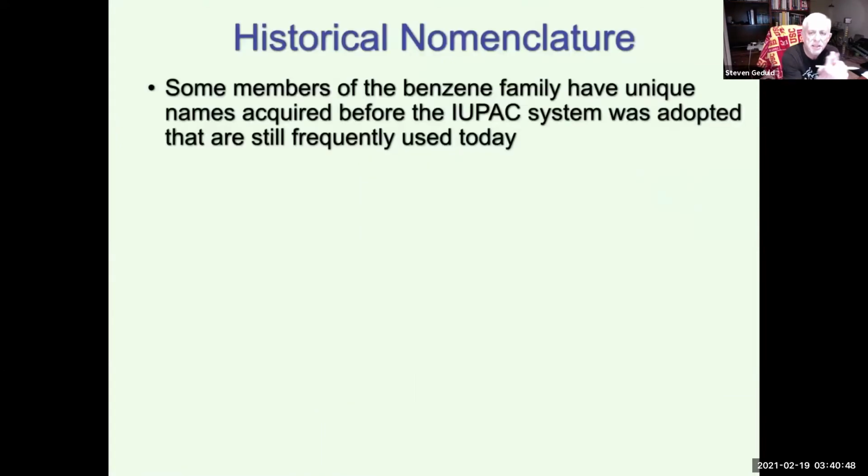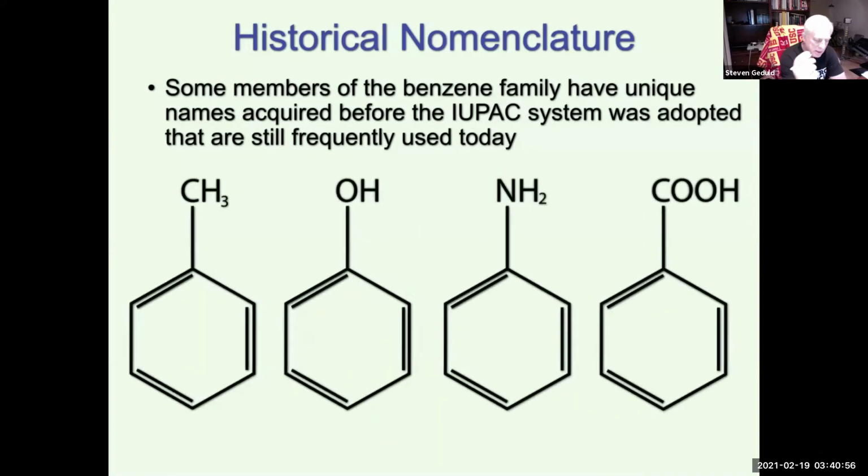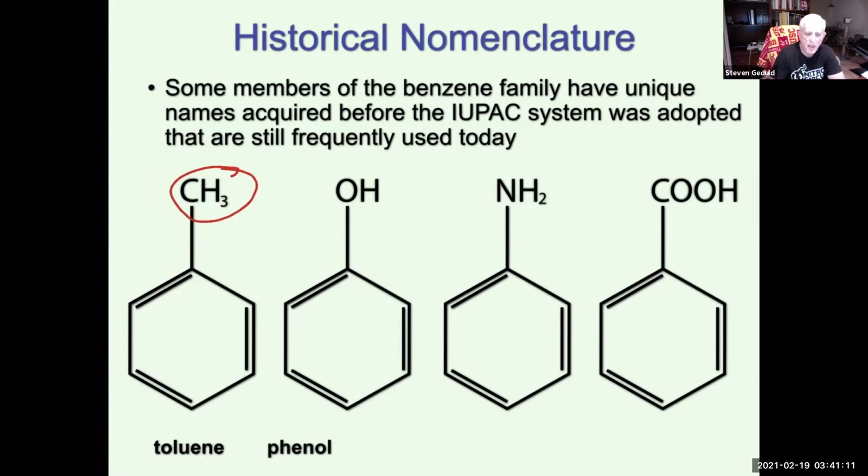Okay, so some members of the benzene family have very unique names that were developed before the IUPAC system came into existence. And we frequently use those today. You'll see these different compounds. First one here is toluene, with a methyl group on top. So you can call it methylbenzene, or the common name is toluene. The other one is an OH group. This is phenol. The other is an amine group. It's aniline or aminobenzene. Or you can have benzoic acid, which is a carboxylic acid group.